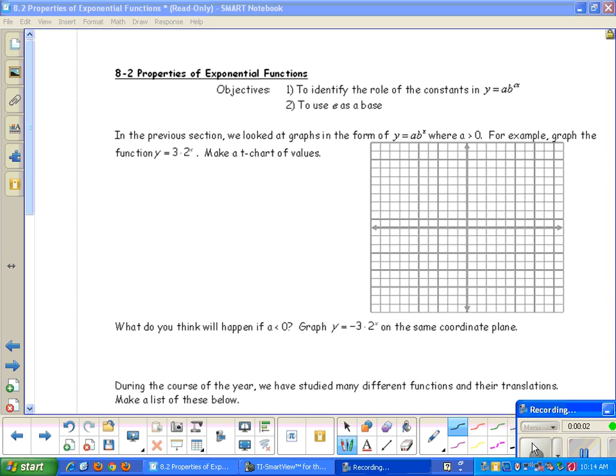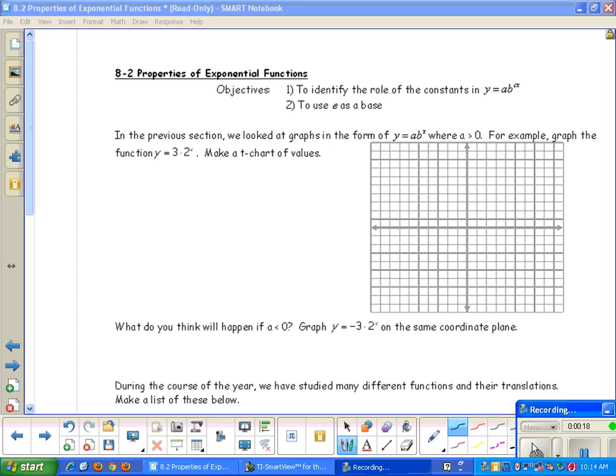Section 8.2, properties of exponential functions. We're going to identify the role of the constants in y equals ab to the cx power and to use e as a base. In the previous section, we looked at graphs of the form y equals ab to the x where a is greater than 0.